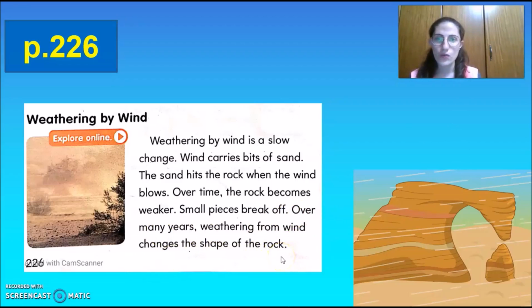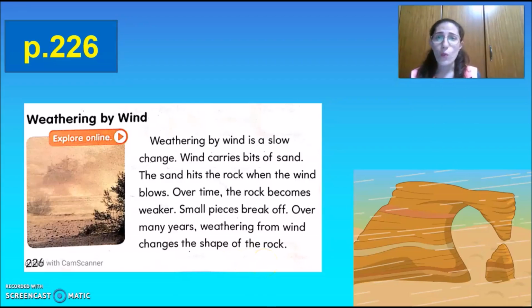I'm going to read it one more time, then I'm going to explain, okay? Weathering by wind is a slow change. Wind carries bits of sand. The sand hits the rock. When the wind blows, over time the rock becomes weaker. Small pieces break off. Over many years, weathering from wind changes the shape of the rock. So I'm going to explain.